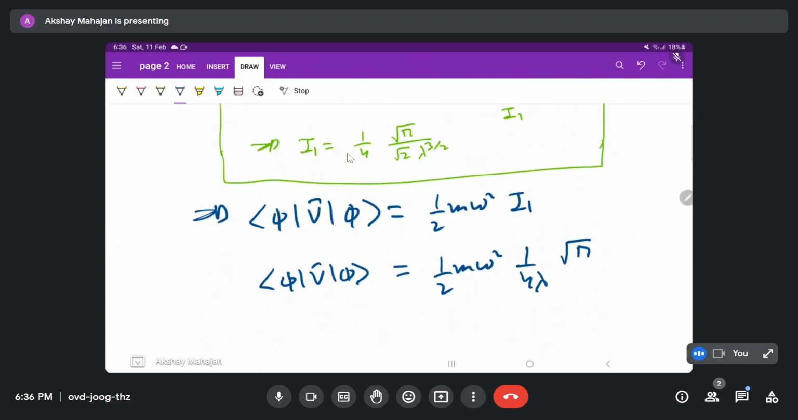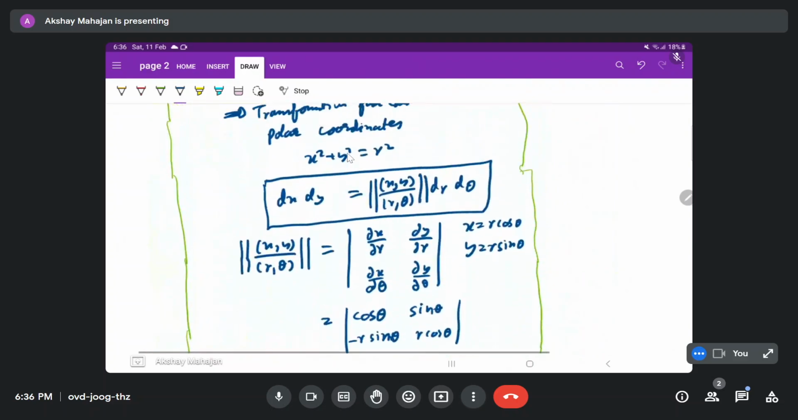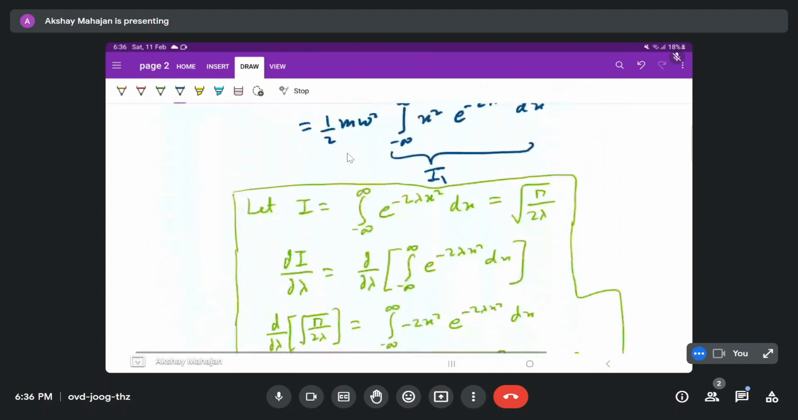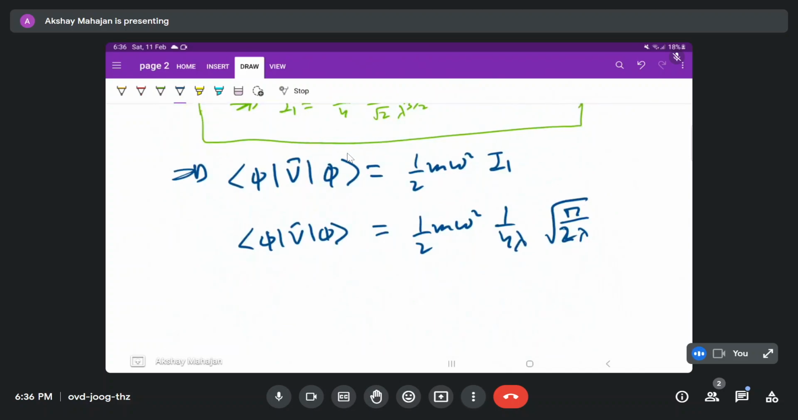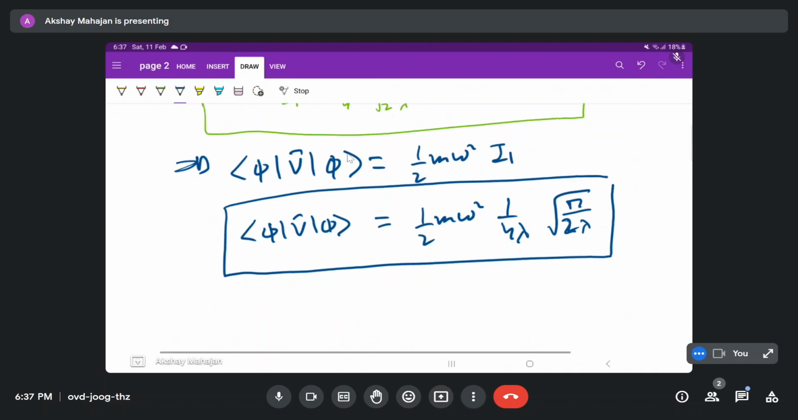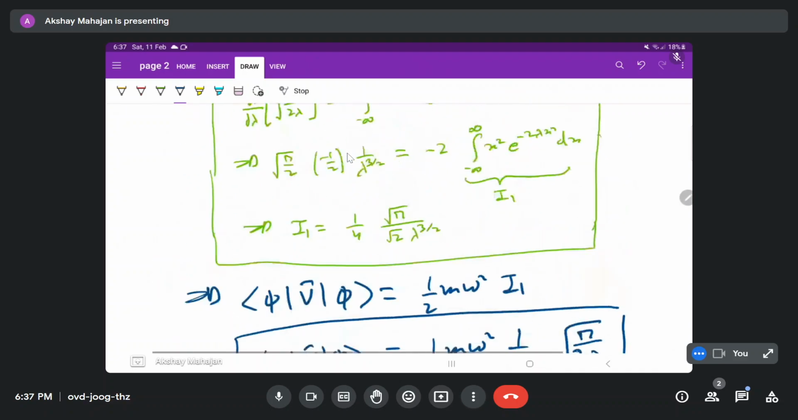Okay, let's write it in this form. 1 by 4 lambda under root pi by 2 lambda. I'm writing this as you can see, under root pi by 2 lambda will come, so I need to cancel from numerator and denominator at the end. So I'm writing this as under root pi by 2 lambda, 1 by 4 lambda, and we have our half m omega square. Right. So this is all we have found.